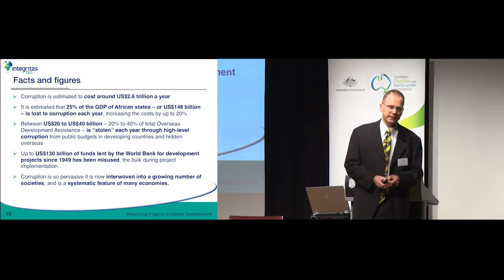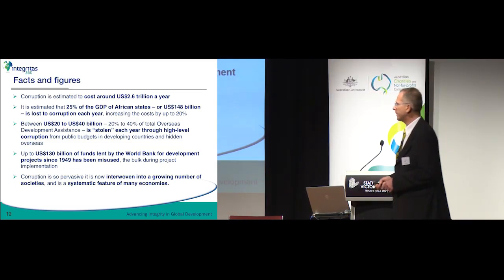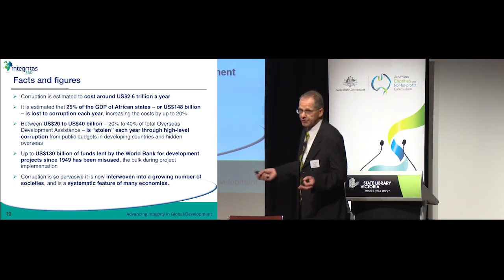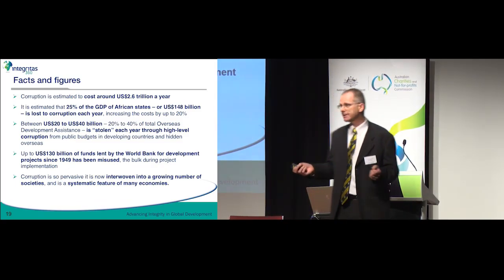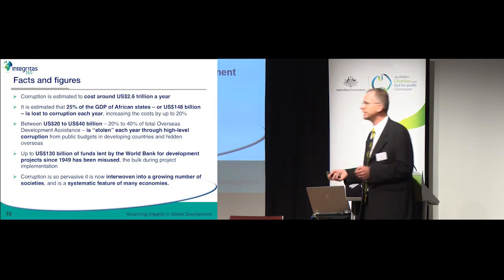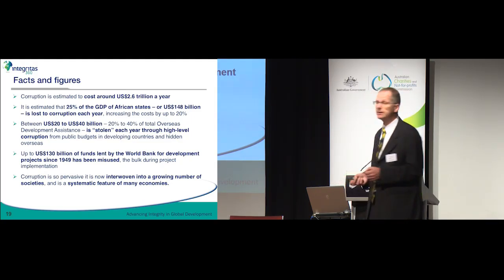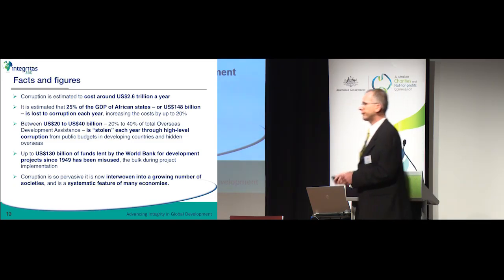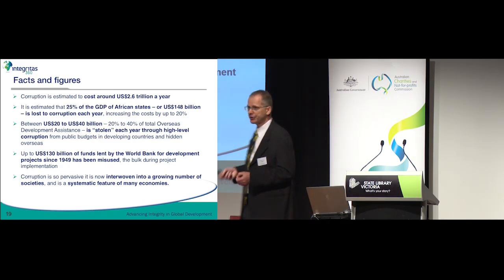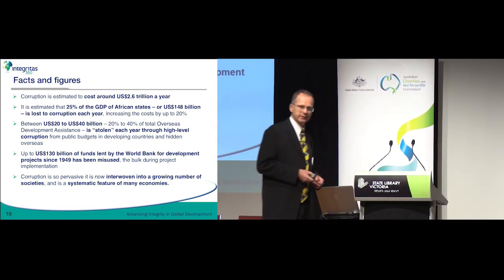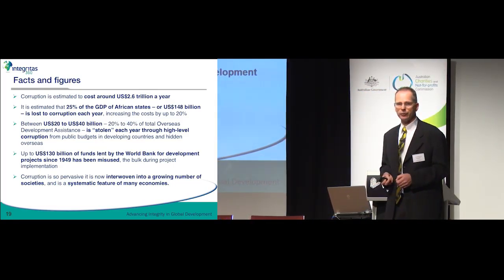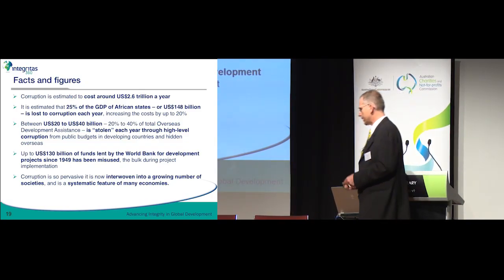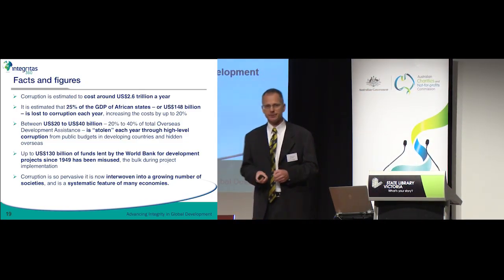If we look at the World Bank, let's look at the multilaterals now. We talked a little about the bilaterals. The World Bank is a bank. It has made a profit every year of its existence. But since it was set up in 1949, it has lost $130 billion of funds. And the bulk of those funds have been lost or misused, not when the funds were sitting in their bank accounts in Washington, D.C., but at the pointy end on the ground, when the programs were being implemented.